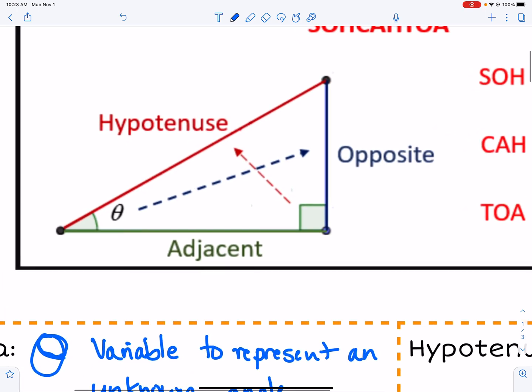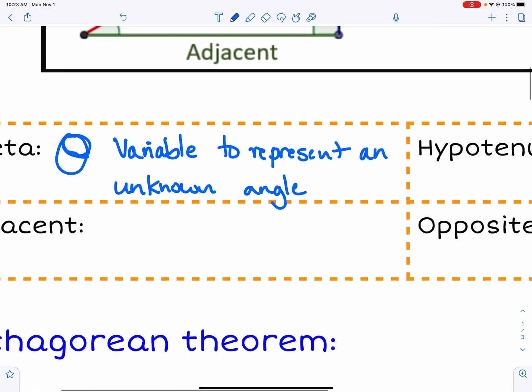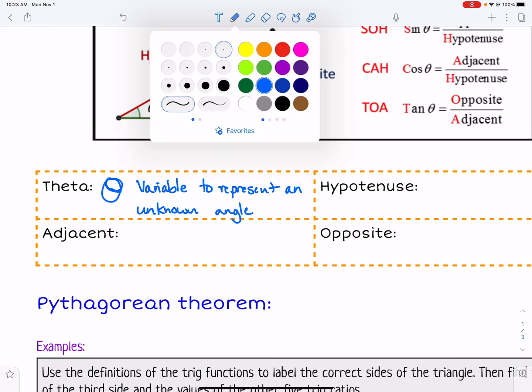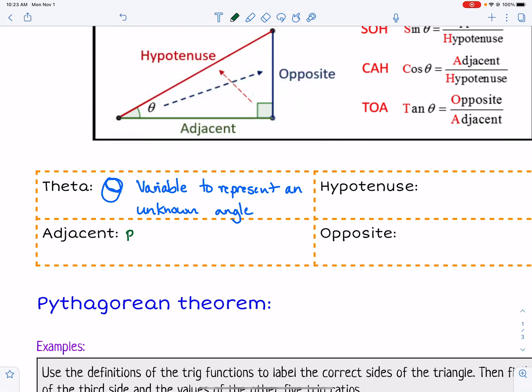So where theta is located in your triangle, the one beside it that's not the hypotenuse, we call the adjacent side. So let's put that one in green. That is beside, let me write this a little better. It's the side of the triangle beside theta, but not the hypotenuse.